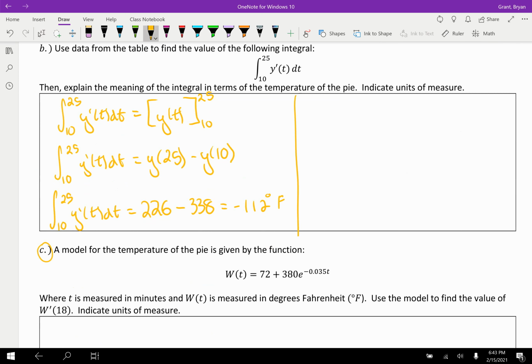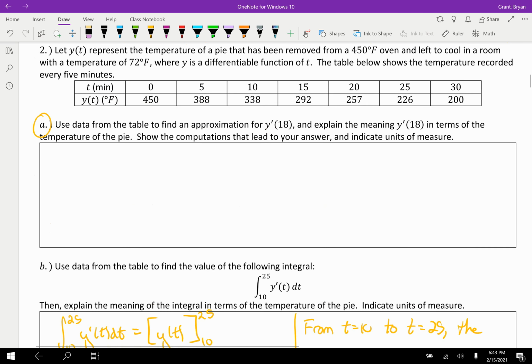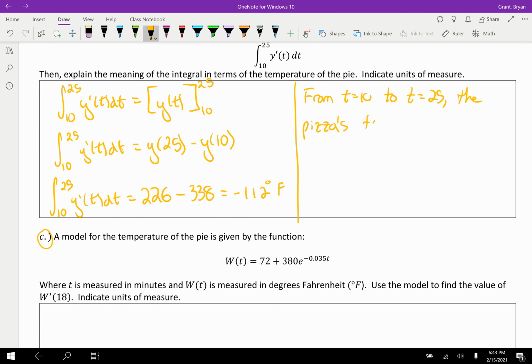Not at t equals 25, not at t equals 10. An integral sums up what happens over a time interval. So, from t equals 10 to t equals 25, what do these y values measure? These y values measure temperature, don't they? So the pizza's temperature, and the safe way to say this is the pizza's temperature changed by negative 112 degrees Fahrenheit.